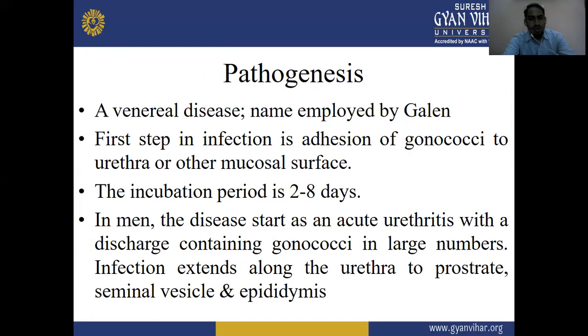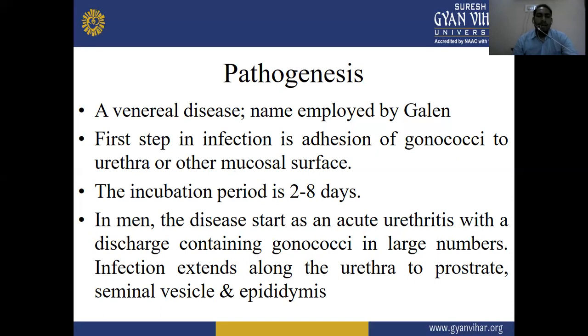Next one, pathogenesis of gonorrhea. Gonorrhea is a venereal disease, a name employed by Galen. Galen is a scientist. A venereal disease is an infection transmitted through sexual contact and caused by bacteria, viruses, and parasites. The first step in infection is adhesion of gonococci to the urethra and other mucosal surfaces, and the incubation period of gonorrhea is 2 to 8 days.